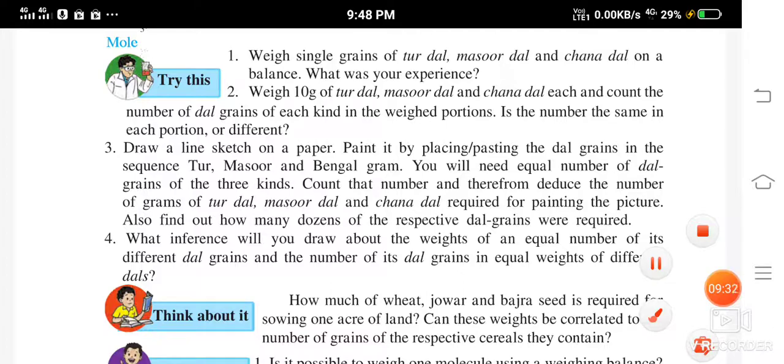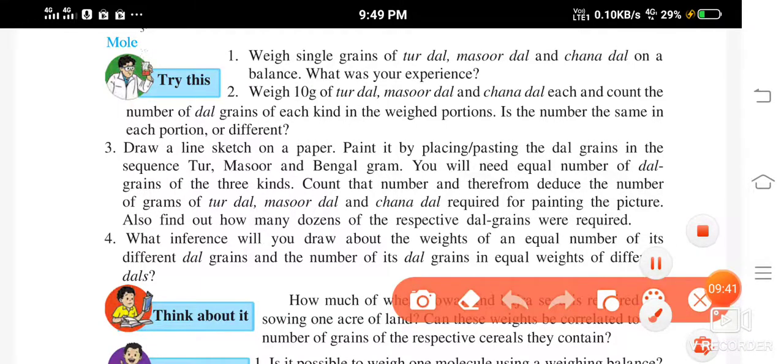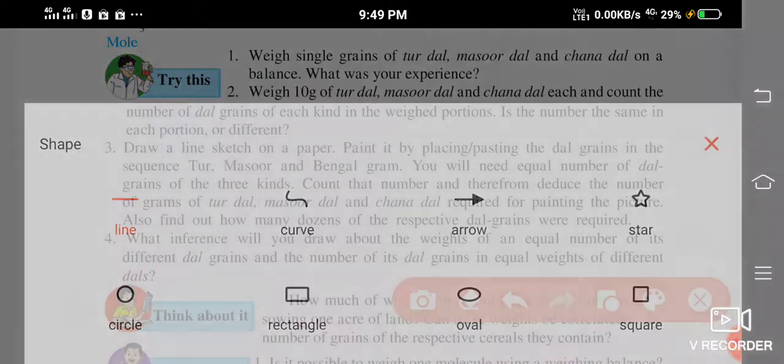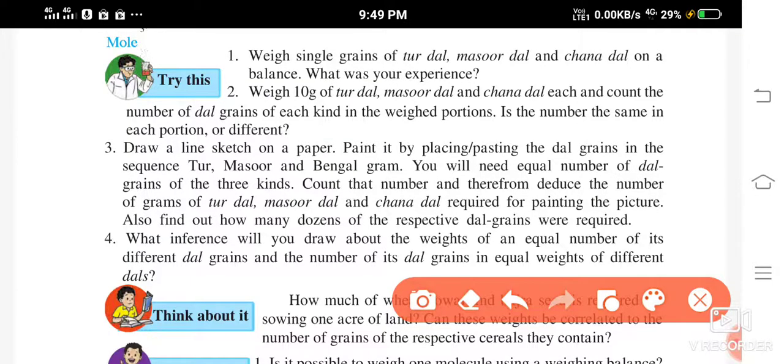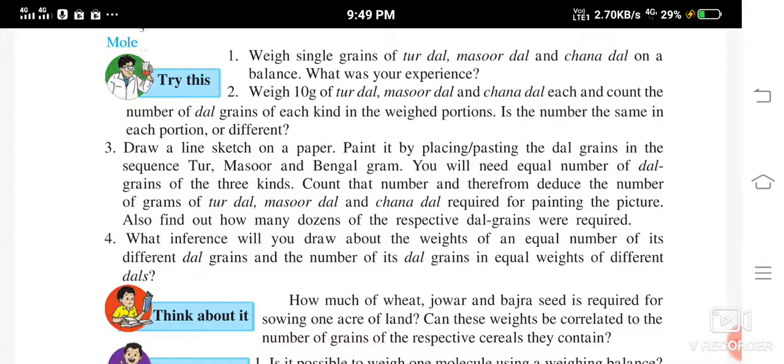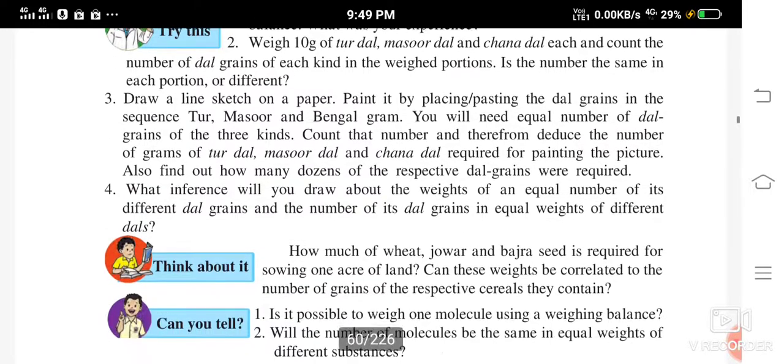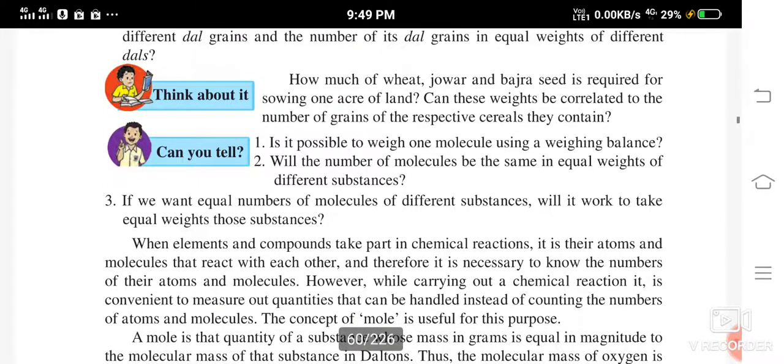Now you do the opposite way. You take equal weights of different dals, just like you did in the above case, and measure the grains. So the number of grains is going to be different. Okay. Now see, think about it.